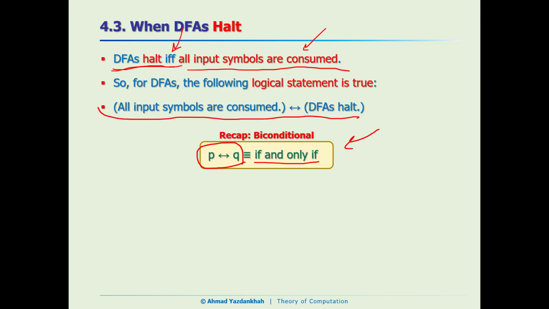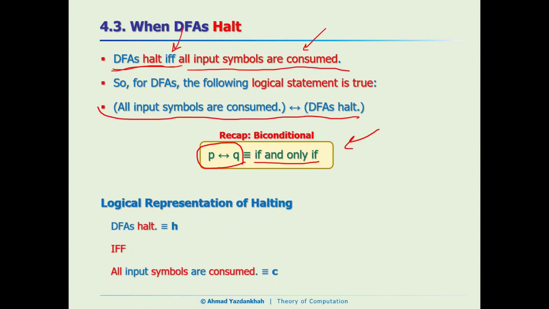So when we say DFAs halt if and only if all input symbols are consumed, we can represent these two statements with a biconditional logical statement. Now let's symbolize whatever we said so far. DFAs halt, I will show with H in this course, and all input symbols are consumed, I always show with C, which is from consume.